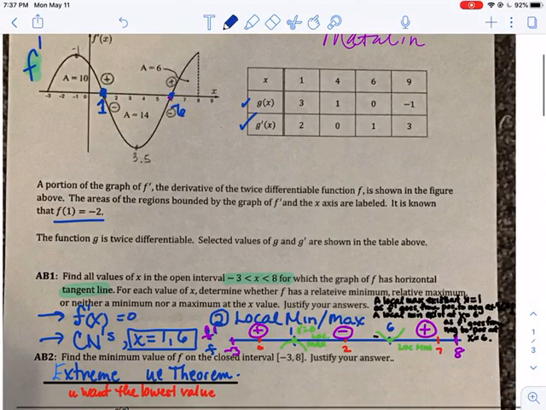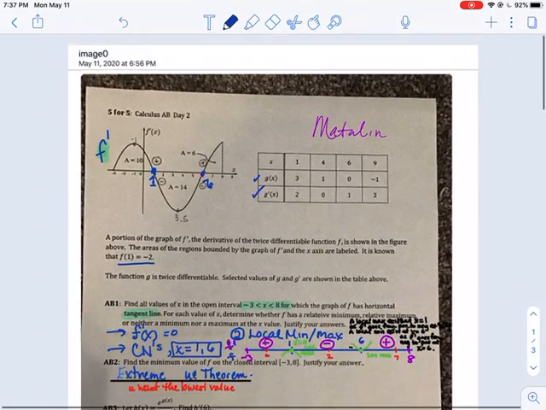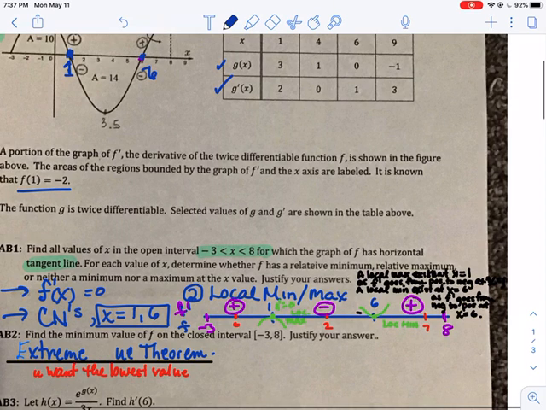Now, if you notice, there's some pluses or minuses on your graph, and I'm thinking you put them there. So let's try to walk through this. I've got horizontal tangent lines, all right? So for each value of X, determine whether F has a relative min or max at that point, or neither.